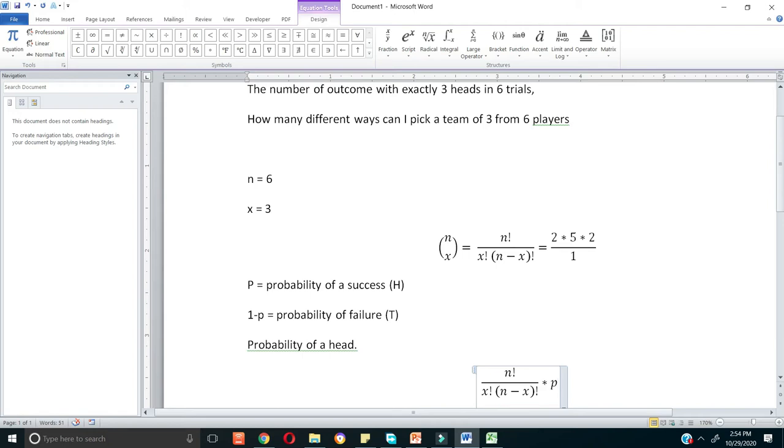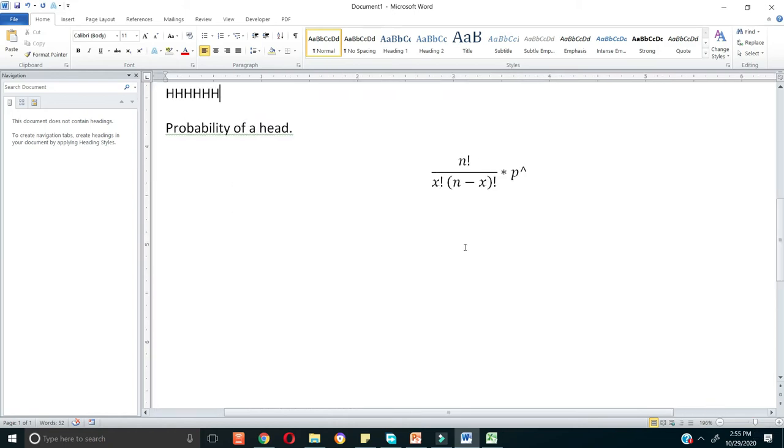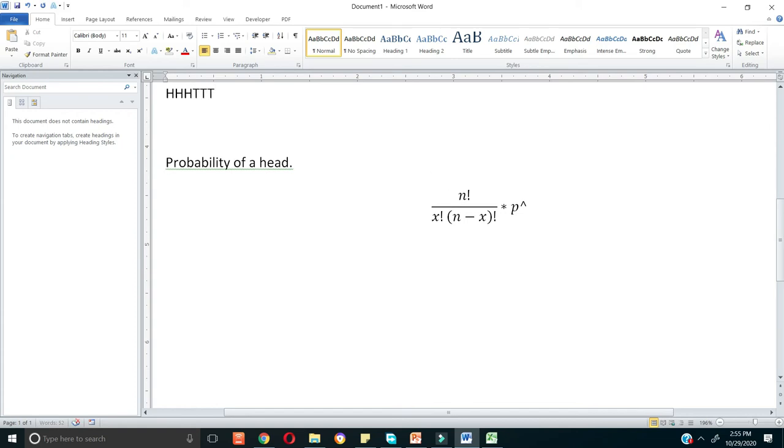If you have some sequence of this sort, we have 6 tries. So you could have something like this, 1, 2, 3, 4, 5, 6. This is one of the sequences you could actually generate. But we're interested in sequences which have 3 heads. So it could be something of the sort.